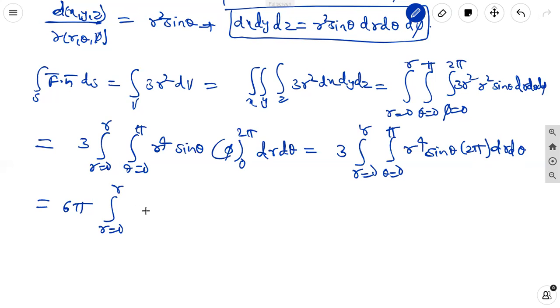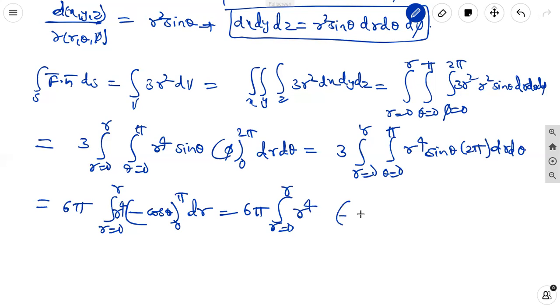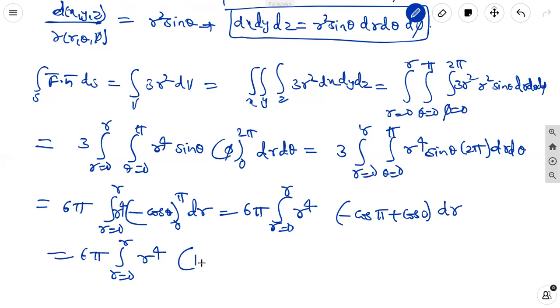Sine theta integration is minus cos theta, limits from 0 to pi, dr equal to 6 pi. Sorry, here r to the power of 4, cannot forget. 6 pi integral r equal to 0 to r, r to the power of 4 times minus cos pi plus cos 0, dr. It is equal to 6 pi integral r equal to 0 to r of r to the power of 4. Here cos pi is minus 1, minus into minus plus 1, plus cos 0 is 1, dr.